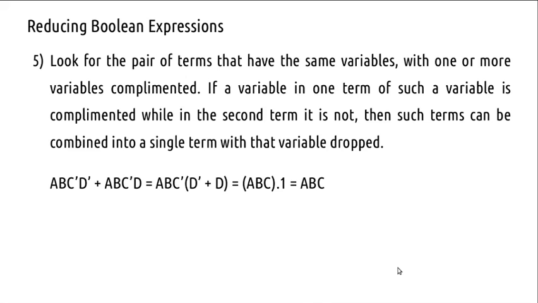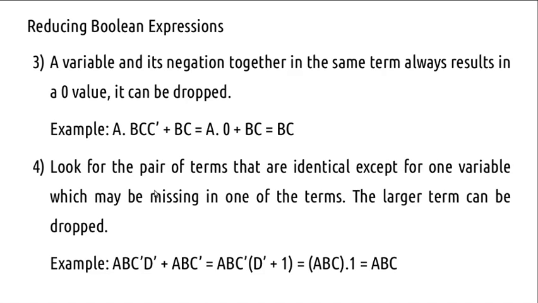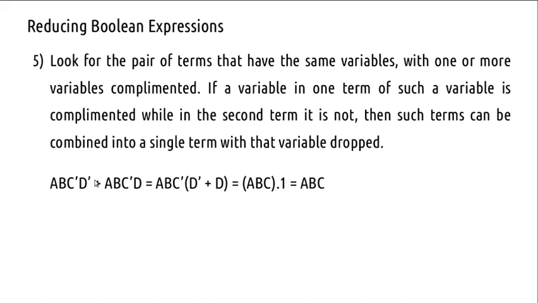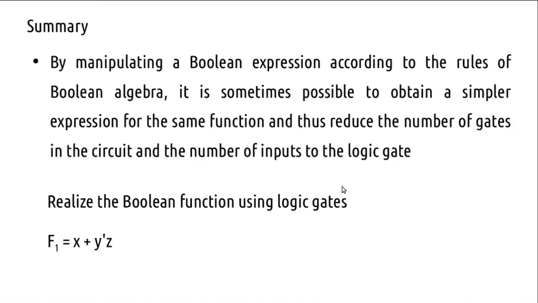Then again, reducing Boolean expressions. The fifth one is one or more variables which are complemented. This is similar to the earlier one, except that it is combined into a single term. Here again, same thing: you have combined D or D complement, whereas earlier it was 1 or D. This is also giving 1. So ABC and 1, that is ABC. Such things are there, and you will get a simpler expression.